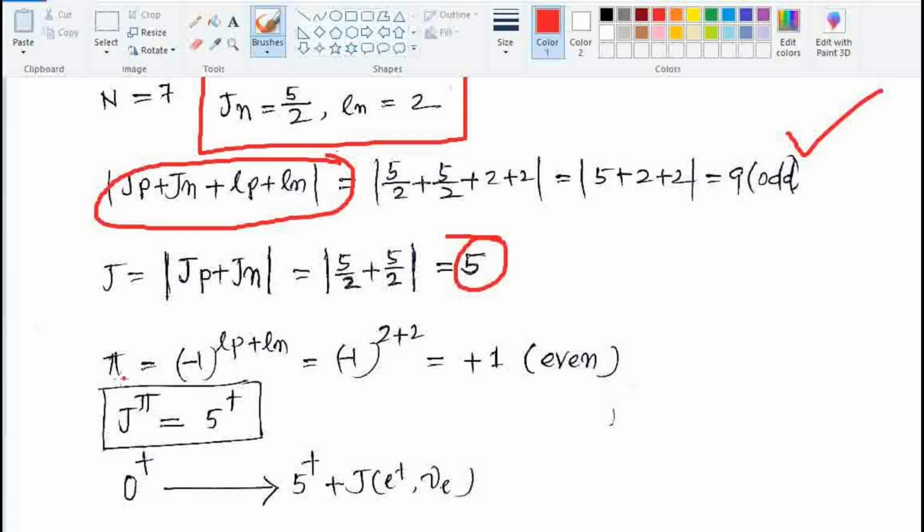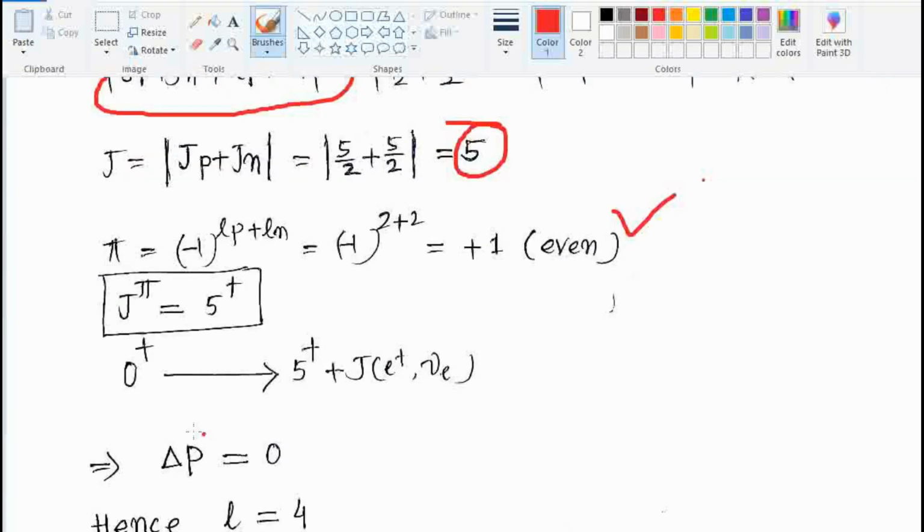Now find the parity. Parity equals minus 1 to the power Lp plus Ln. So minus 1 to the power 2 plus 2, so it is even parity. That means 0 positive is converting into 5 positive plus the spin of the outgoing particle. And parity equals 0, because this is even and this is even. Positive means even parity. That means whatever parity was held by the parent nucleus, that much parity was present with the daughter nucleus.